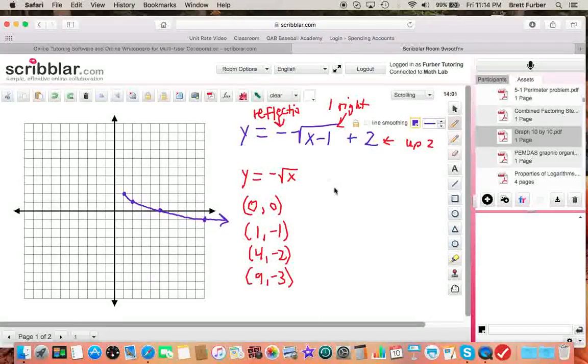Okay? So I think doing the reflection first might be a little bit easier for you guys to understand. So I would start with the reflection first, then do the translation of the reflection. Okay? Hopefully that gives you guys some help there.